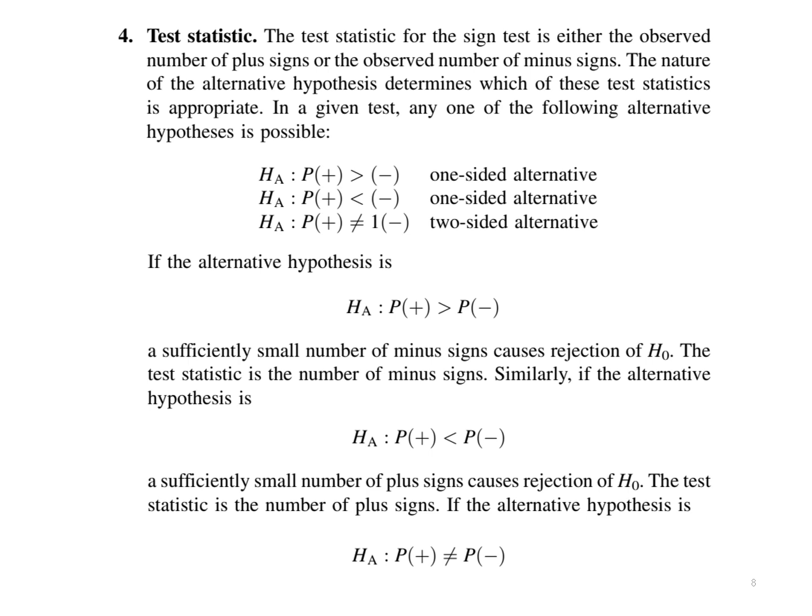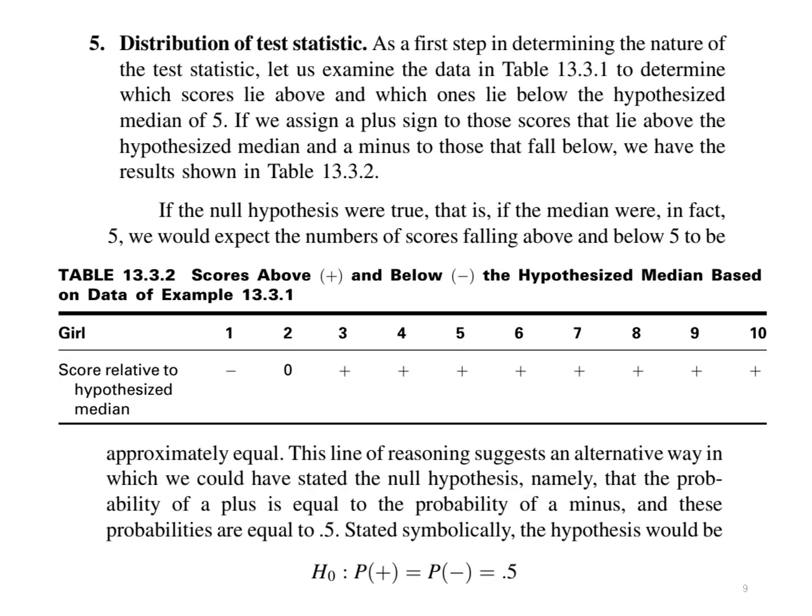For the test statistic, we have to look at the number of upper values compared to the median or lower values compared to the median. If the number of upper values and lower values is equal, then we may say the median is 5. According to this logic, we can develop three alternative hypotheses like that. Then what is the distribution of the test statistic?